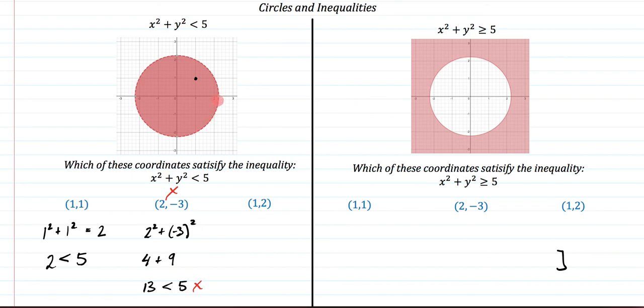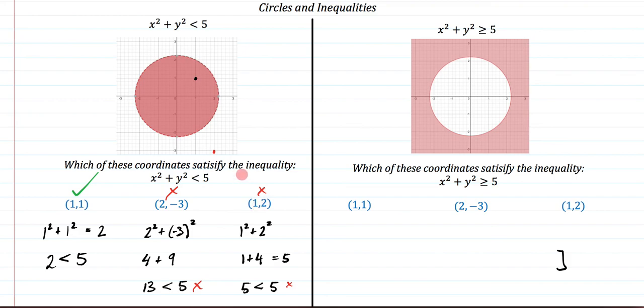If we were to plot this on our graph, we would get 2, -3, and as you can see, it doesn't work. This one does work, this one doesn't work. Let's now go to our final example of 1, 2. If I was to sub this coordinate into this equation, I'm going to get 1 squared plus 2 squared, which is 1 plus 4, which equals 5. Now, is 5 less than 5? The answer is no, it is not. If it was 5 less than or equal to 5, it would work, but this won't.